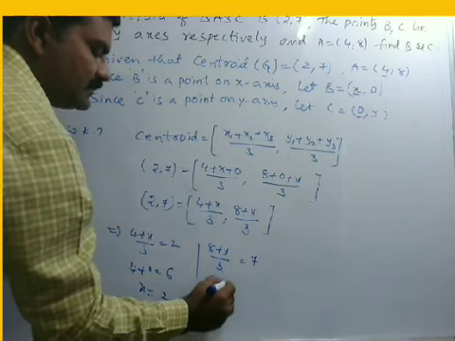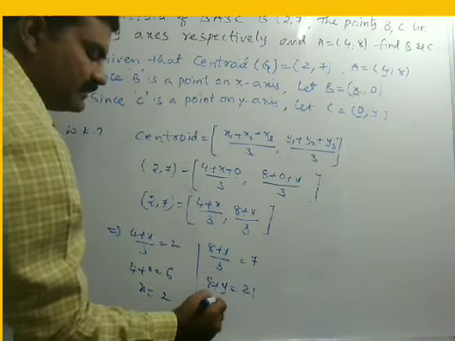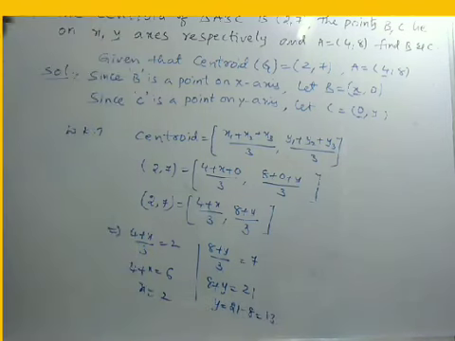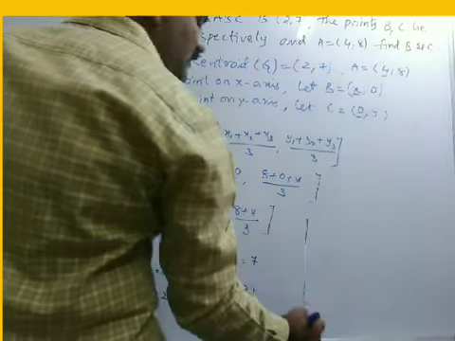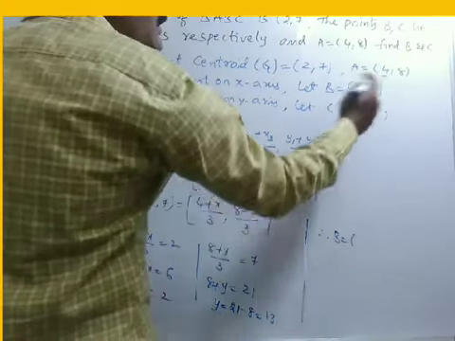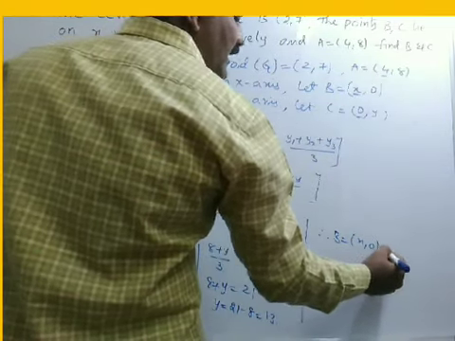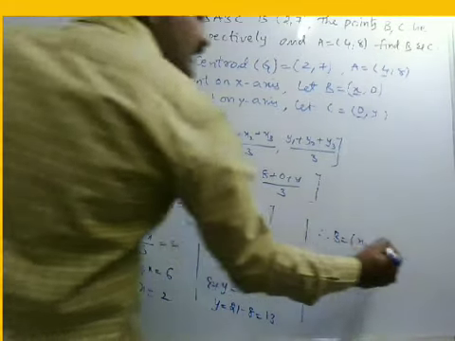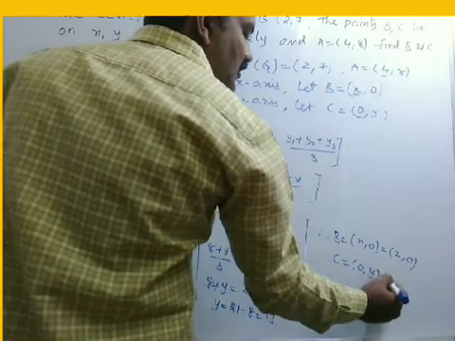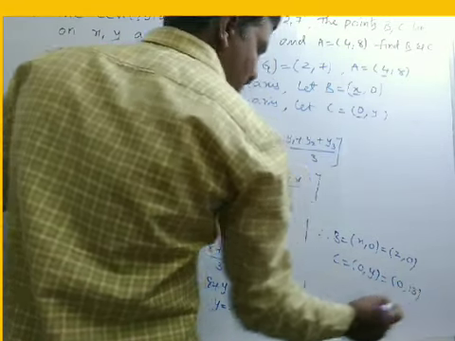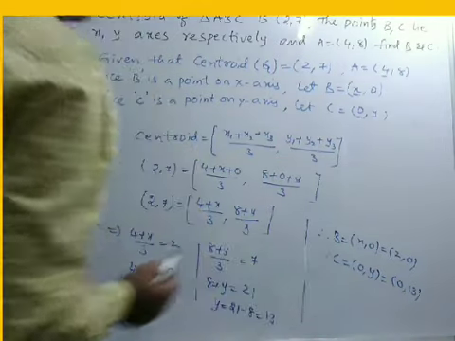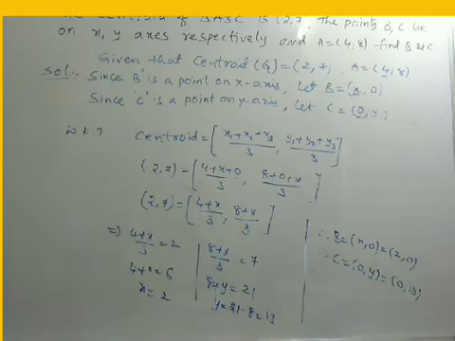And coming to here, 8 plus y is equal to 3 sevens are 21. Then y is equal to 21 minus 8, which is equal to 13. So therefore, since we know x and y now, the vertex B is nothing but what we assumed, (x, 0). Now x is nothing but 2, so the vertex B is (2, 0), and similarly vertex C is, what is the y value? 13. Hence vertex C is (0, 13).